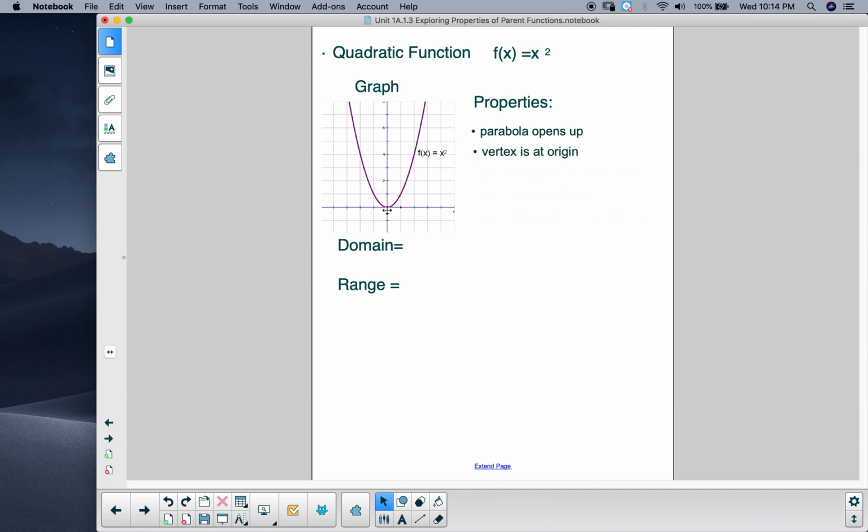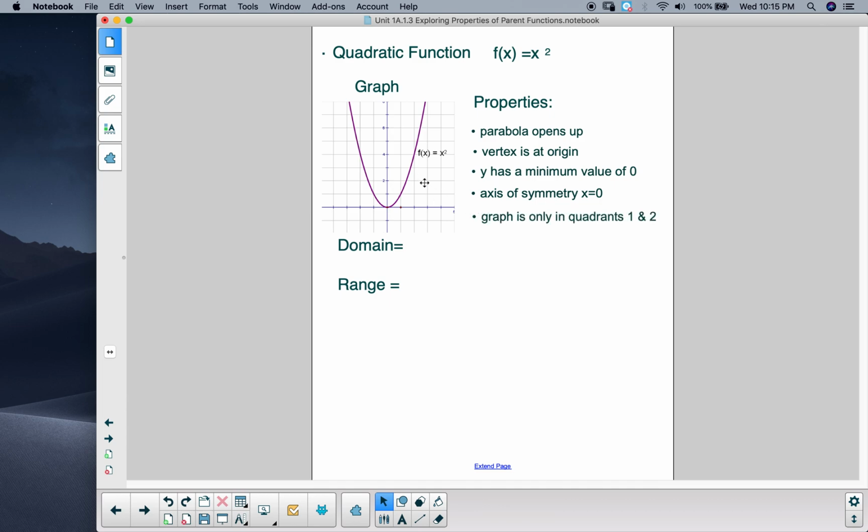The vertex is at the origin, so that's the vertex, (0, 0). The y has a minimum value of 0, so you can see that this is the lowest the y value would go, and every other point on this parabola, the y value will be greater than 0. The axis of symmetry is the line that passes through the center and divides the parabola into two equal halves. That's this line here, the y-axis, and the equation of the y-axis is x equals 0.